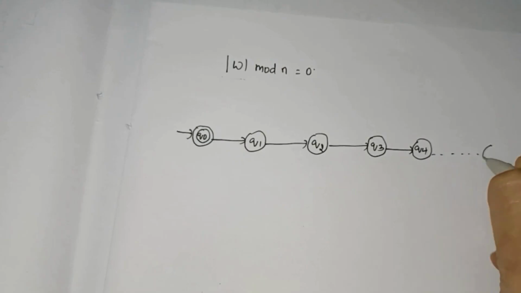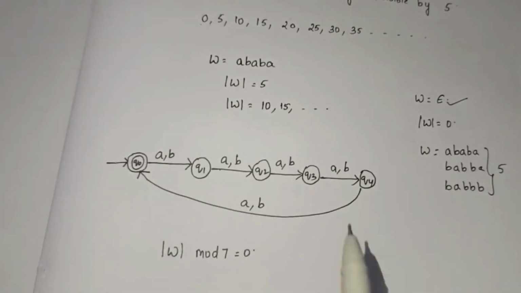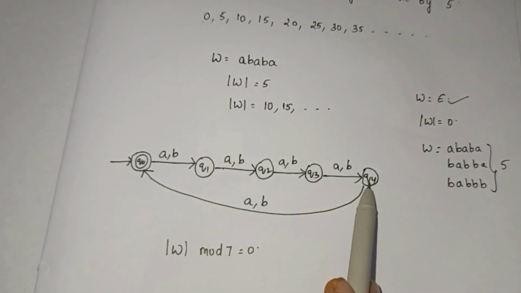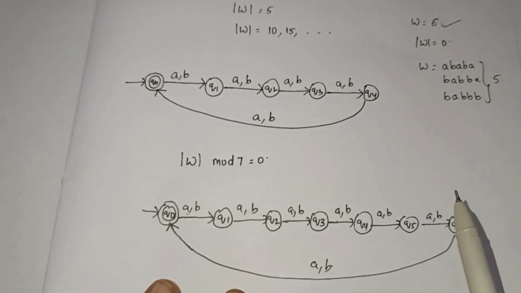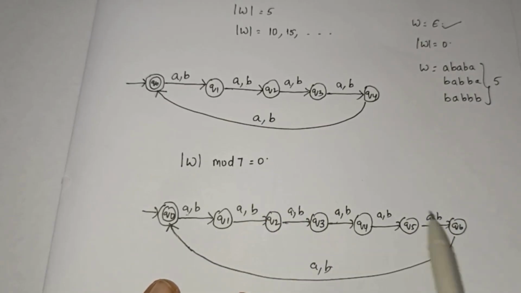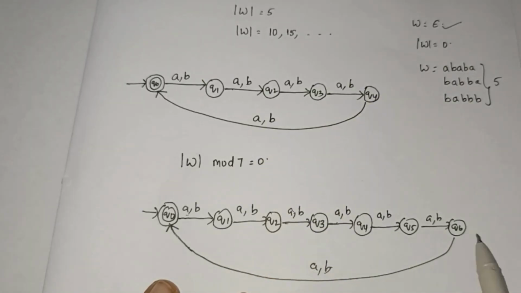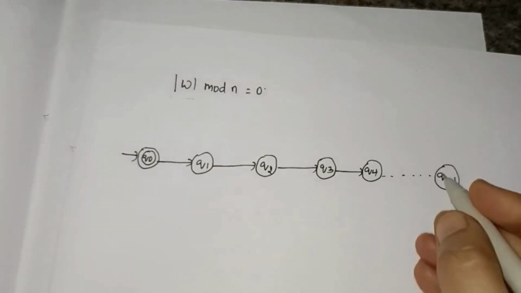So till Q n minus 1, I should take transitions. Hope you are understanding. See here. If it is 5, it means 1, 2, 3, 4. For 5, Q4 is where I am ending. For 7, Q6 is where I am ending. So n means n minus 1. 7 means 7 minus 1, 6. 5 means 5 minus 1, 4. n means n minus 1. Till n minus 1 I should put. Okay, so that's why the transitions are till n minus 1.